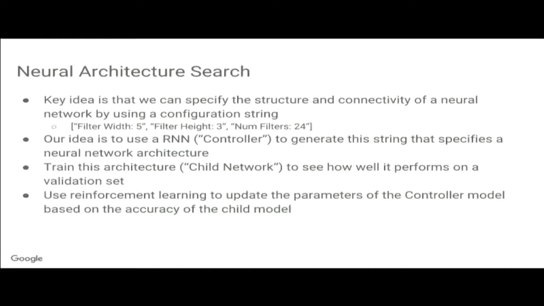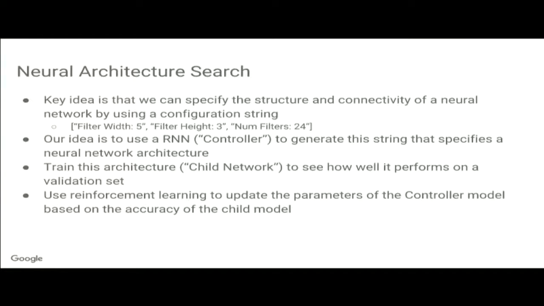Together with Barrett, we built this framework called Neural Architecture Search. It uses reinforcement learning to design architectures. The key idea is the following. The first insight is that even though neural networks can be very complicated, the structure and the connectivity of a neural network can be specified by a string.